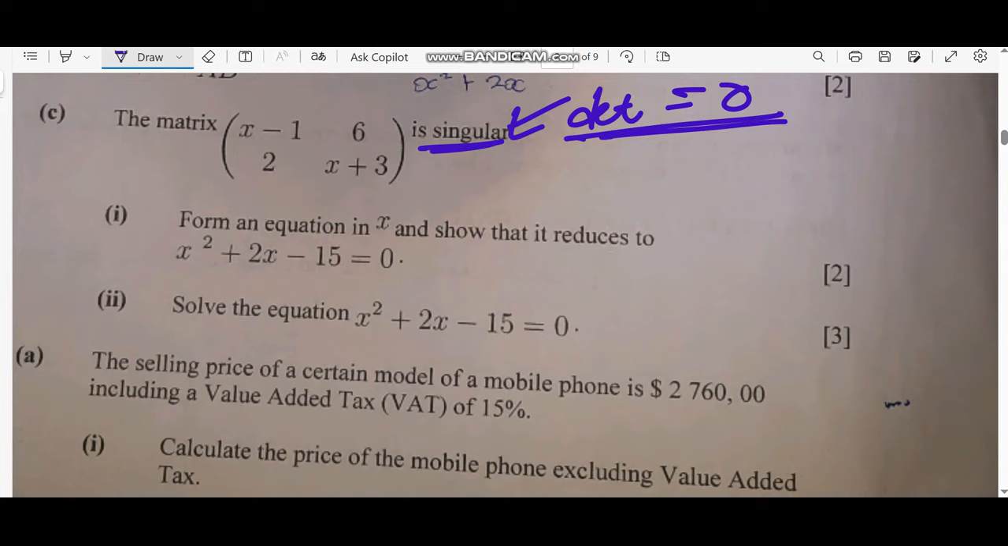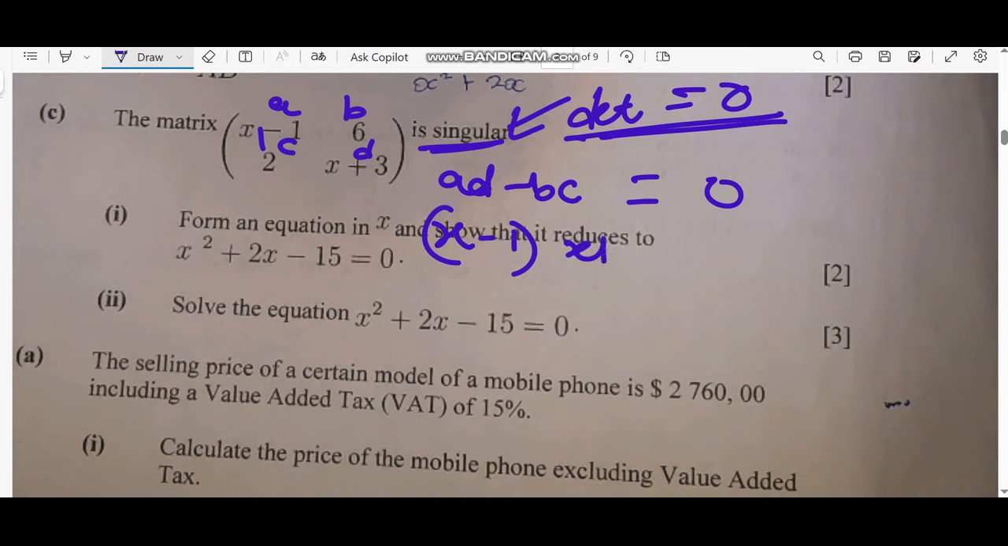So for you to get the value of x, you see that the determinant must be equal to 0. Okay, so suppose that this is a, b, c, and d. It's ad minus bc equal to 0. So a is this one, which means x minus 1 is going to multiply x plus 3. Then we are going to get minus bc. b is 6 multiplying c, which is 2. Then you're going to say equal to 0.